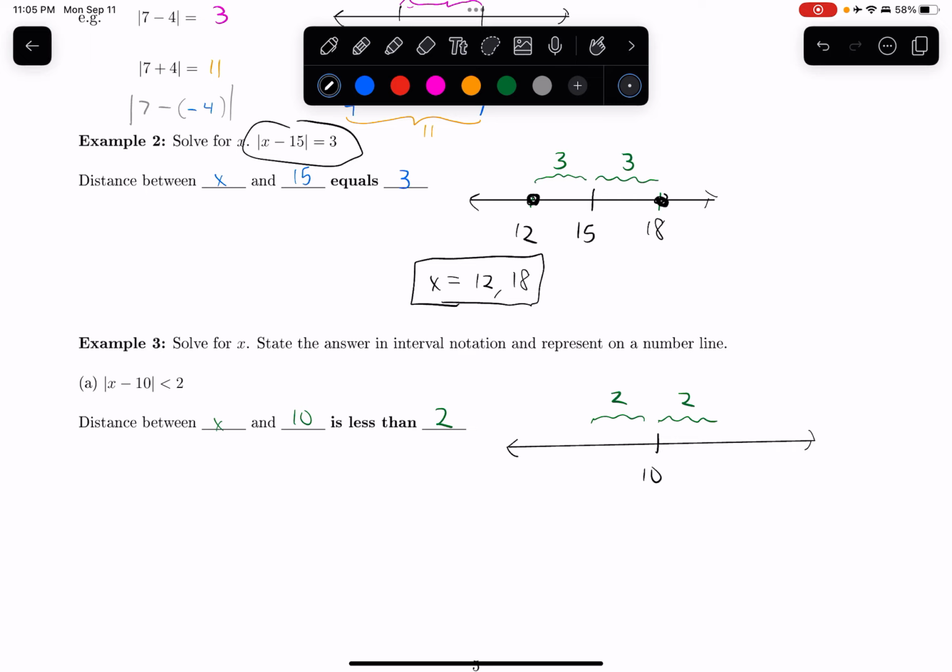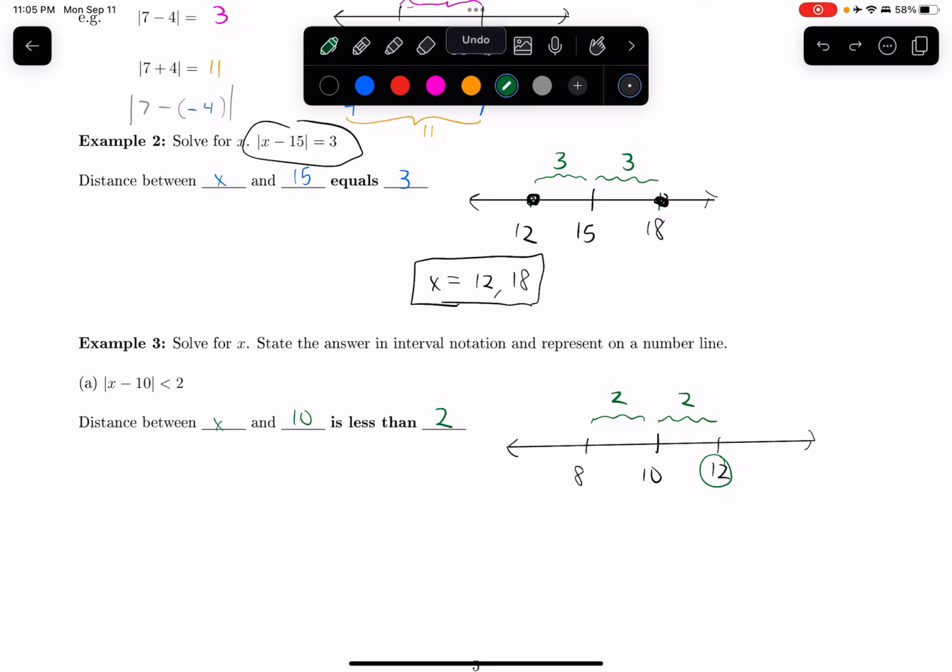If I do that, 2 to the left is 8, 2 to the right is 12. So where am I allowed to be? If I was right at 12, my distance away from 10 would be 2 units. But that's too far. My distance has to be less than 2 units away.